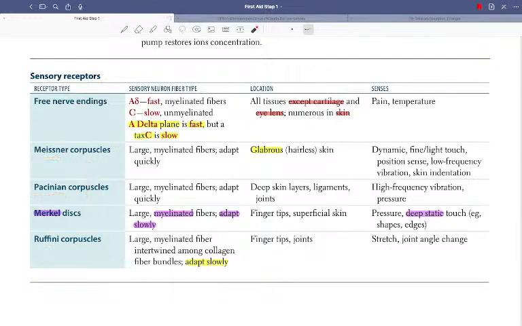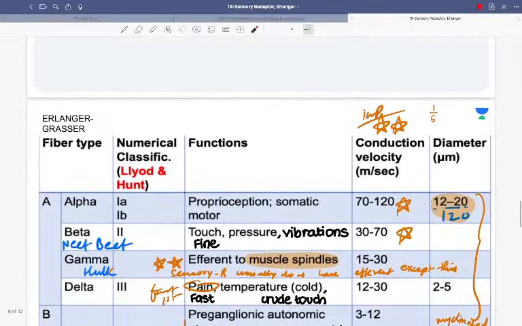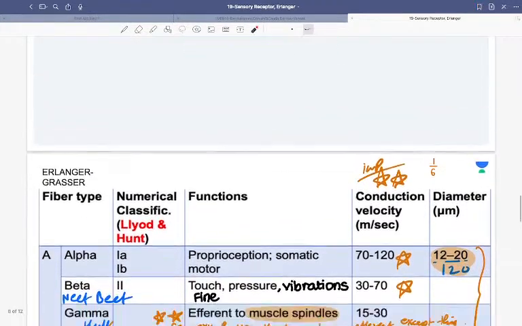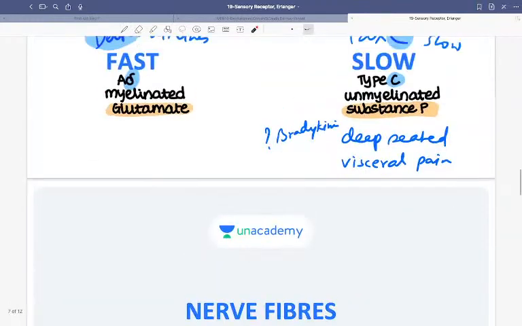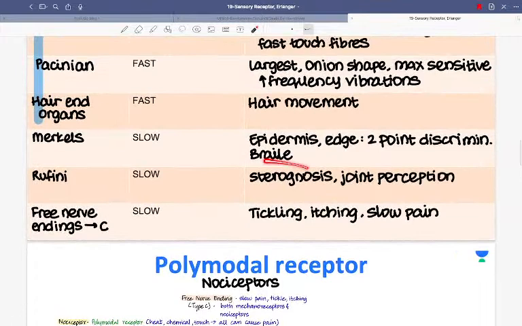Another important thing is the braille part. Merkel is important for braille. So braille, two point discrimination, epidermal edge: Merkel. So that is done.